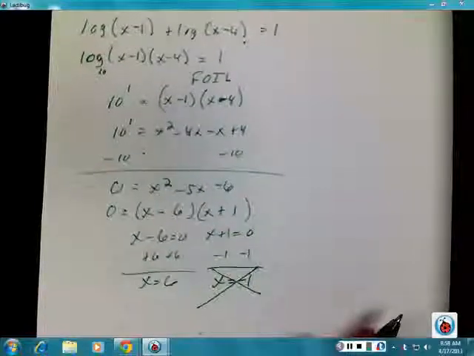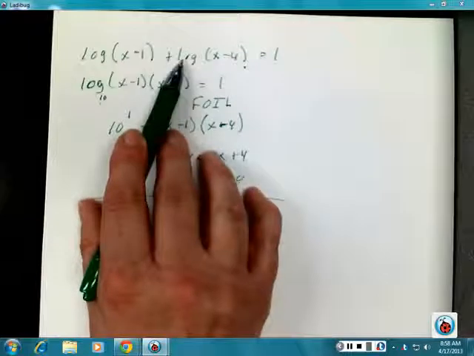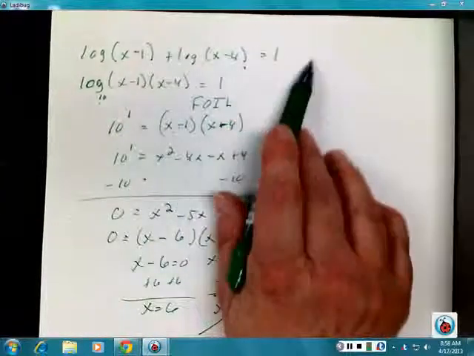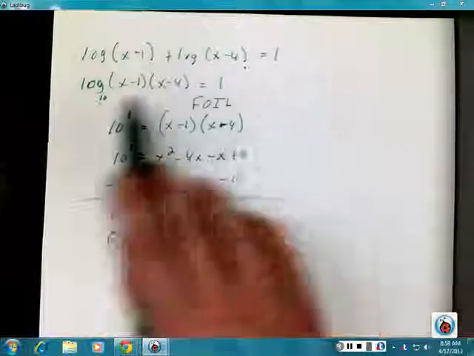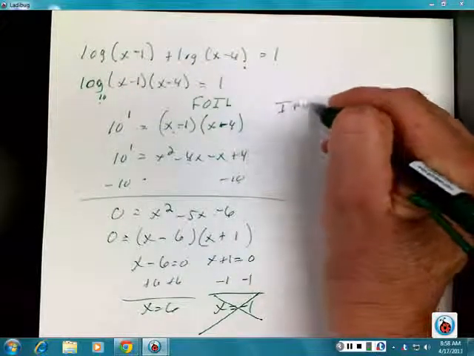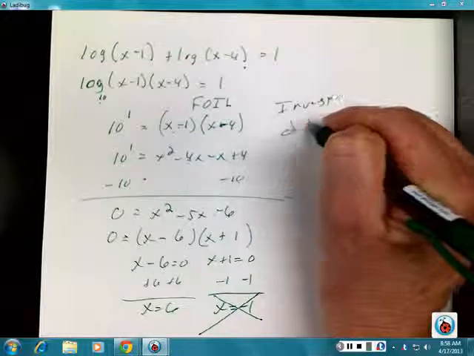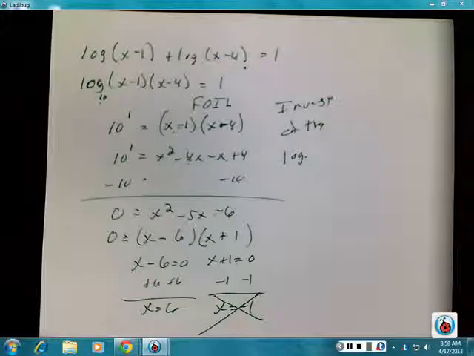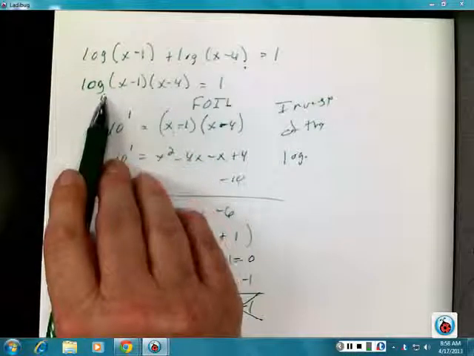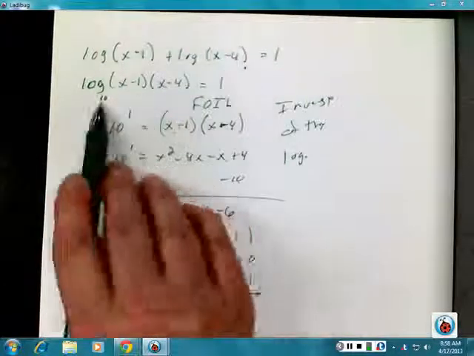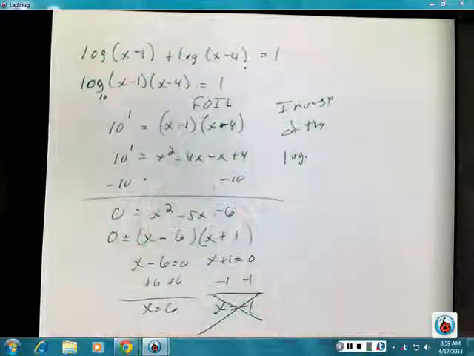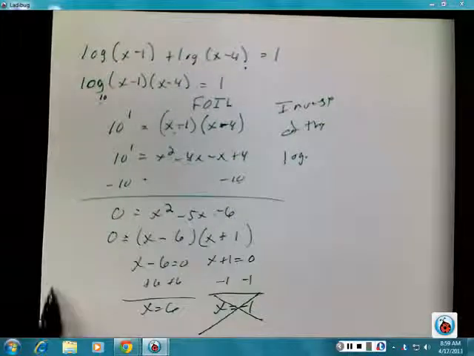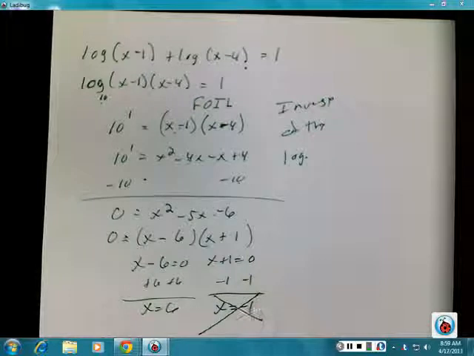Again, recap of this one. It's logs that are in it. No log on the second side, so that means I have to reverse it, or take the inverse of the log. So inverse of the log is what I need to do with this one. The base is 10 on my log once I put the two back together, so I get 10 to the first power is equal to what that happened to be. FOIL, factor, kick out negatives, and I get my answer to that problem.